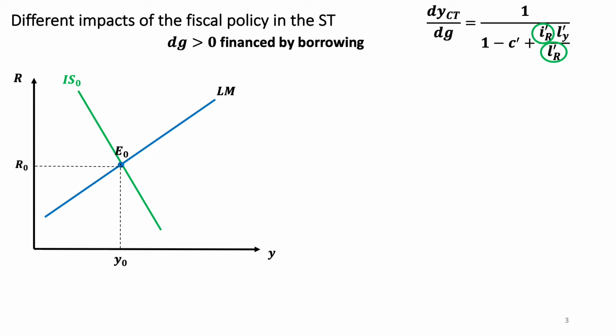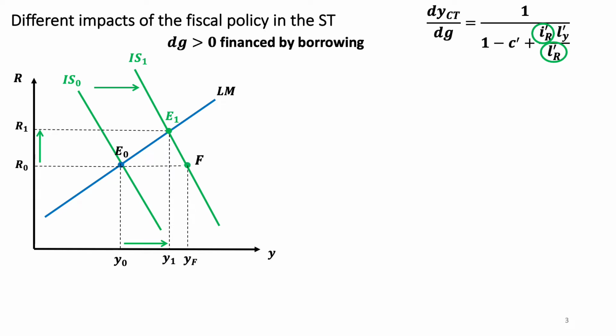Imagine an economy starting at E0 and the government puts in place an expansionary fiscal policy. IS shifts to the right, and we reach E1. We can see the crowding out effect, because at E1, the interest rate has increased, which has reduced the level of investment. Remember that on the graph, the crowding out effect is the difference between YF and Y1.